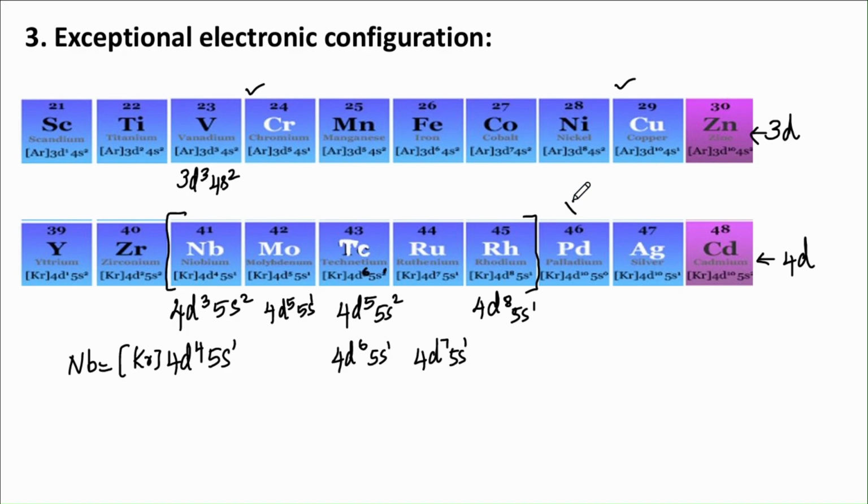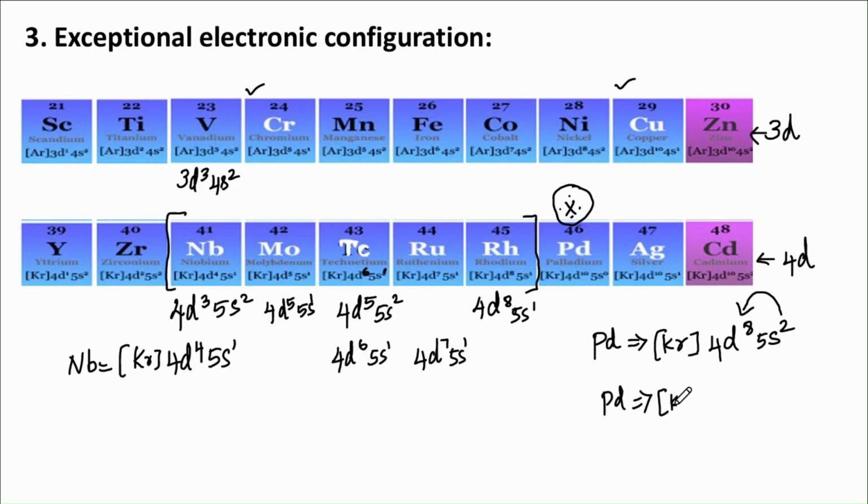Then going to palladium, which is a very special element with a special exceptional electronic configuration. Palladium, which comes after nickel, should have the electronic configuration core krypton 4d8 5s2. This is the expected configuration, but here both the electrons from the 5s orbital are promoted to the 4d orbital. So, the actual configuration is core krypton configuration 4d10 5s0. In this case, the fully filled d orbital is more stable. For that reason, both the electrons from the 5s orbital are promoted to the 4d orbital.